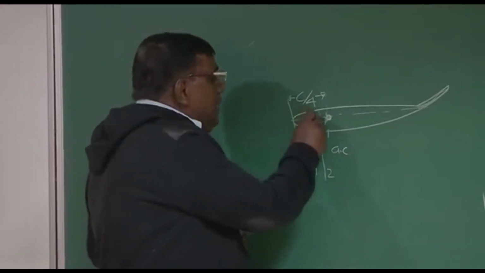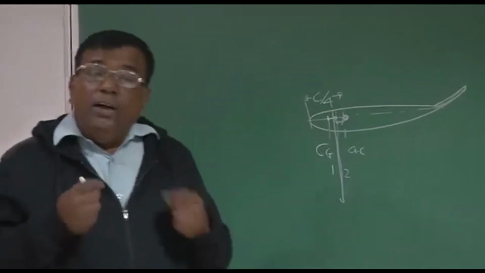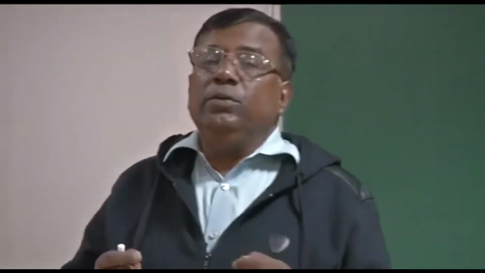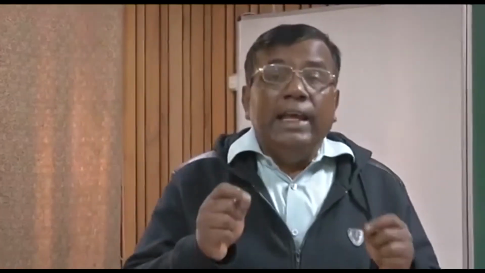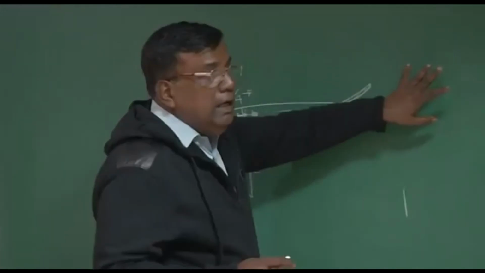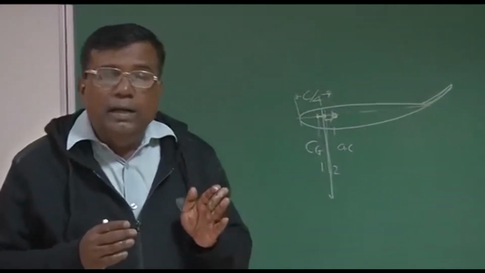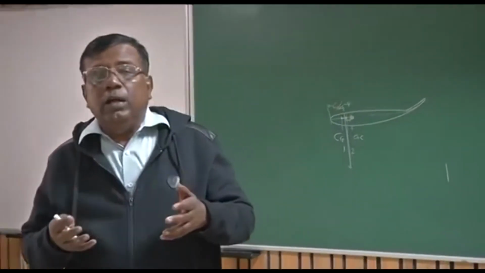Now imagine if I take CG further close to AC, what will happen? As long as that CG is ahead of AC of the wing for a flying wing configuration, please understand I am talking about a flying wing, there is no tail at all. So as long as AC of the wing is just behind CG of the aircraft, it will have a stabilizing effect.